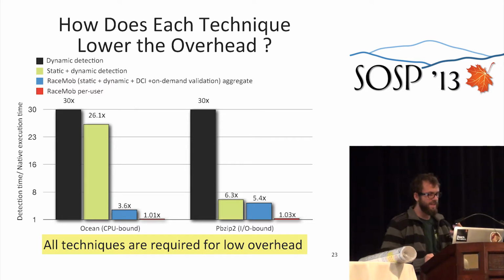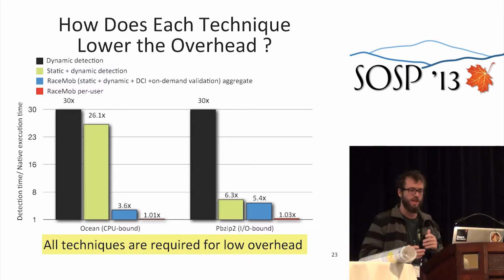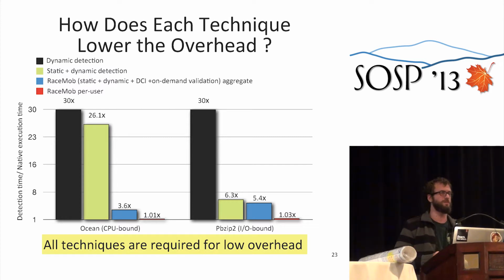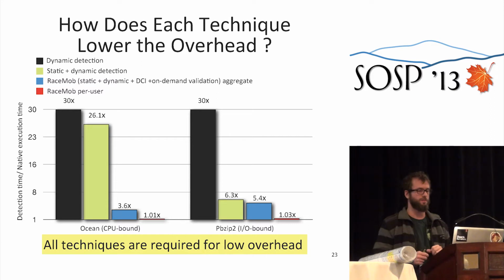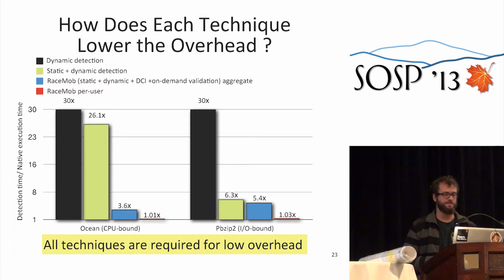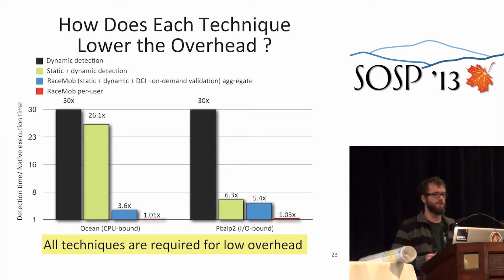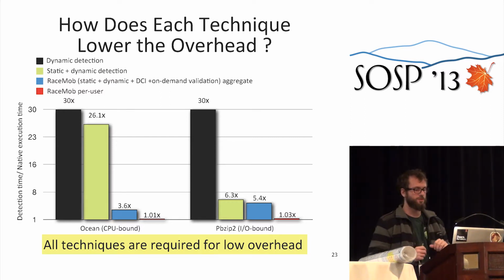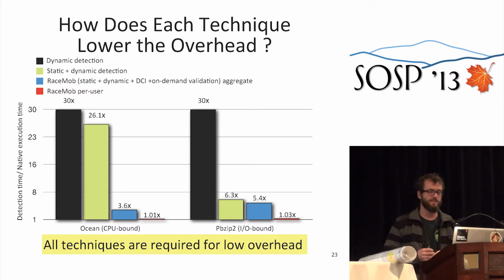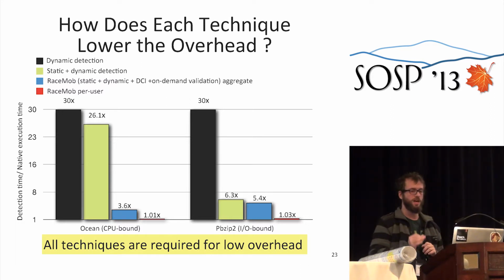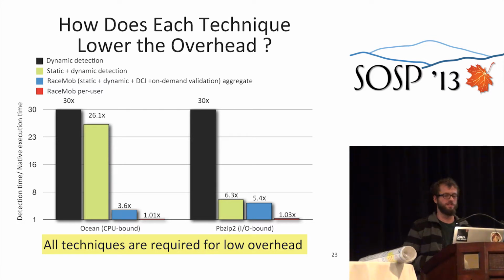Then, enabling DCI and on-demand validation lowered the overhead to 3.6x of the initial overhead in the case of Ocean, and to 5.4x in the case of PBZip. This aggressive start and stop of tracking synchronization operations paid off well in the case of Ocean, which is synchronization intensive. Finally, we crowdsourced the entire operation of RaceMob, in this case to a couple hundred users, to further distribute the overhead, which would otherwise be expected by a single user. This reduced the overhead to 1.01x in the case of Ocean, and 1.03x in the case of PBZip2.